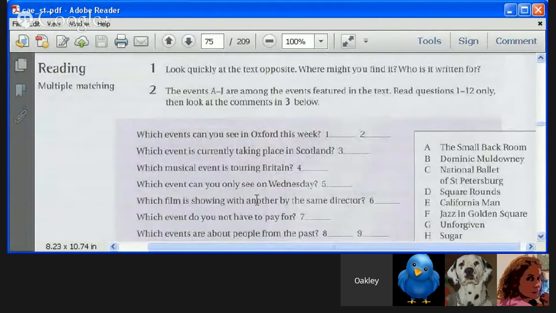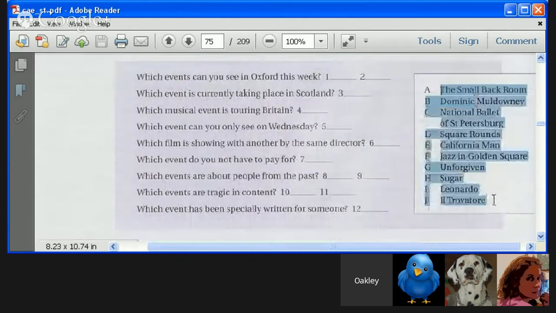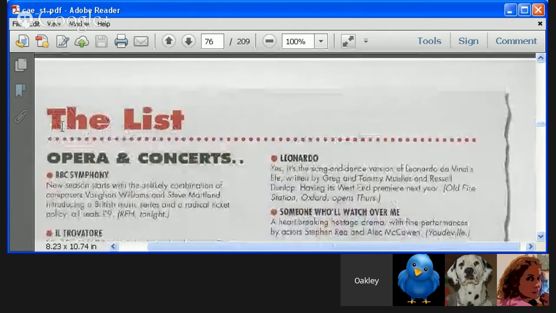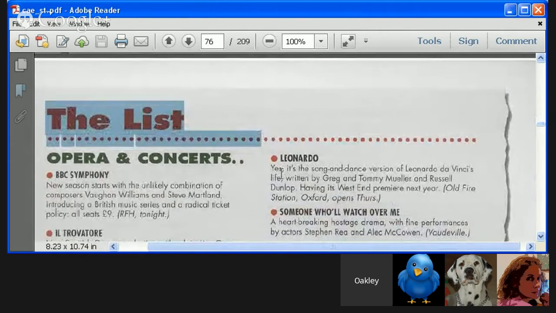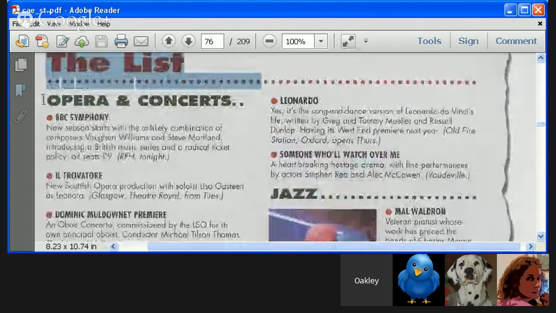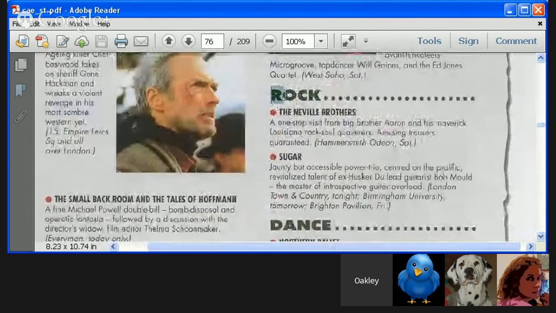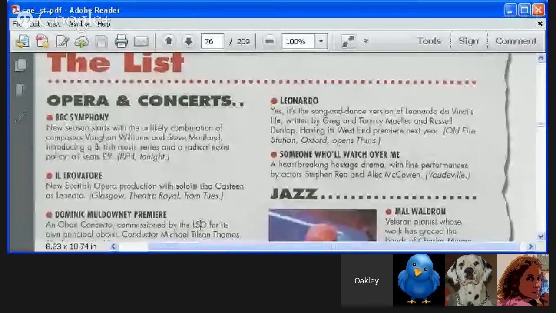They're all basically the same, but okay, here's another one, multiple matching. All right, the events A to J are among the events featured in the text. Read the questions 1 to 12, and okay. So over here, here's our answers. What is this? This refers to this. Basically, first task is to recognize what is this? What is this thing? Okay, opera and concerts, cinema, the theater, dance, rock, jazz. All right, what is this thing I'm looking at here?